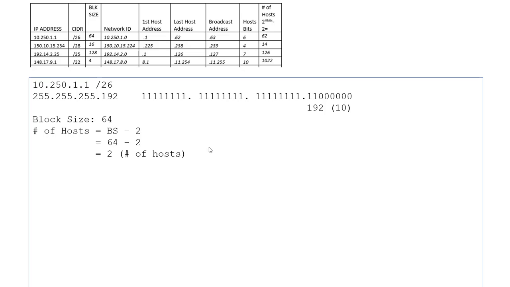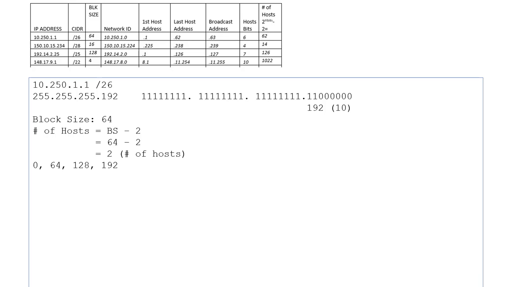Now let's find out the different blocks. The next thing that I want you to do is count in multiples of 64, and we're going to always start with 0. So 0, 64, 128, 192, and if we add another 64, that's going to bring us up to 256, but we're not going to use that. Okay, so we have blocks based on this block size.